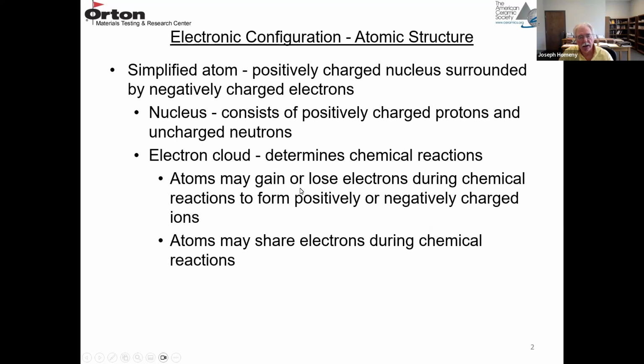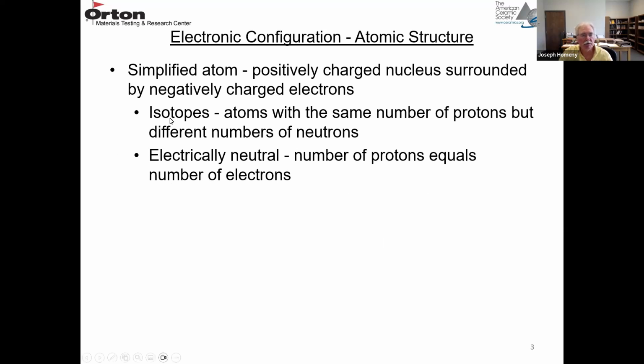So atoms can gain or lose electrons during a chemical reaction. They form positive and negatively charged ions. A positively charged ion is a cation. A negatively charged ion is an anion. That would be more or less ionic bonding. Atoms can also share electrons during a chemical reaction. That would more or less be covalent bonding.